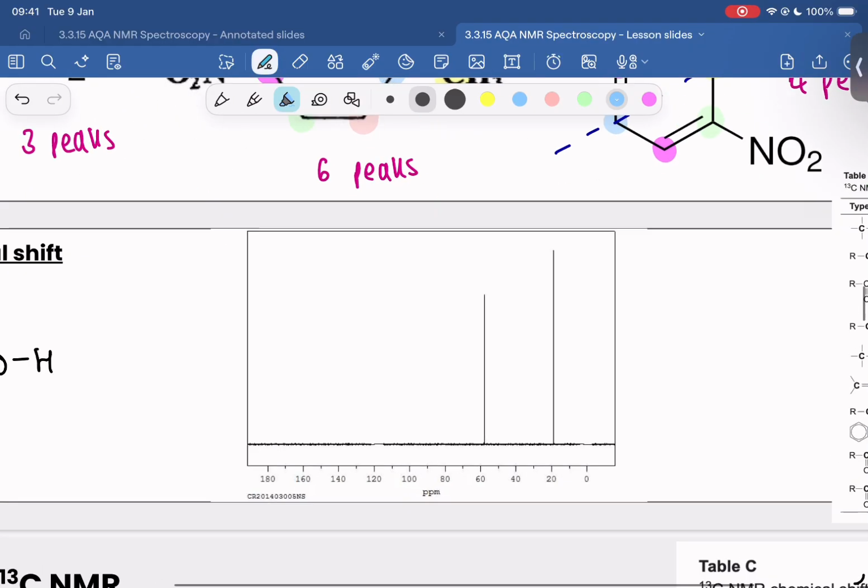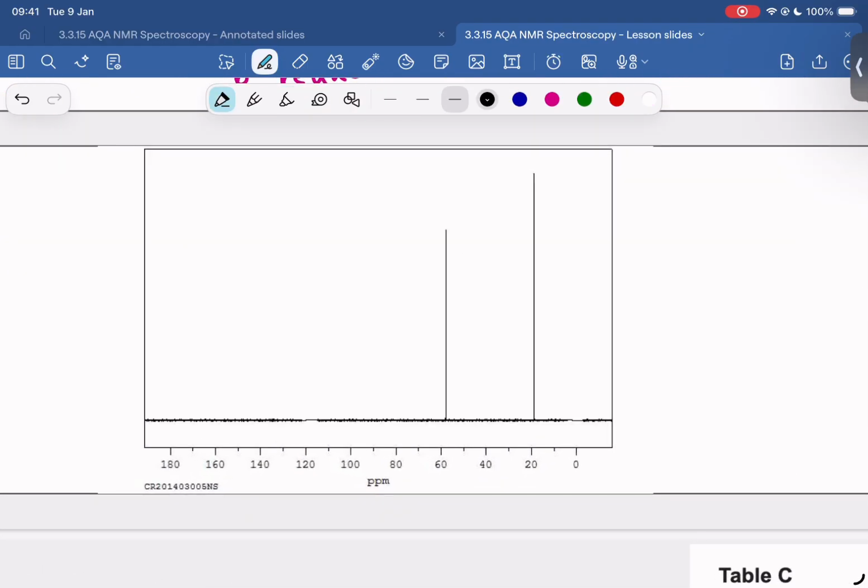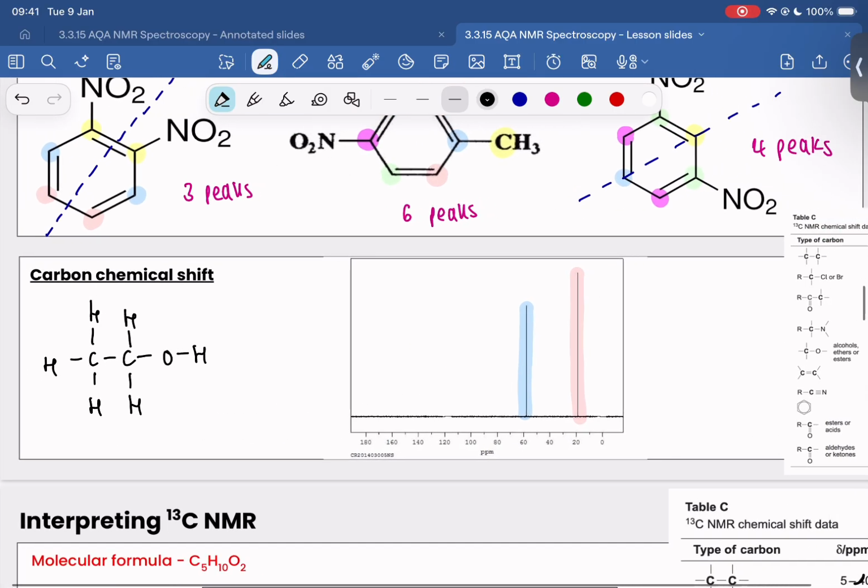So we can see here that there's a peak at around 40 to 60 in this particular range, right? And I'm going to highlight that in blue. And then there's also a peak at around 20 parts per million, and I'm going to highlight that in pink. Now we can see here that there's 2 peaks, right? So there must be 2 carbon environments. So we're already using the knowledge that we've gained. There's 2 peaks and there must be 2 carbon environments.